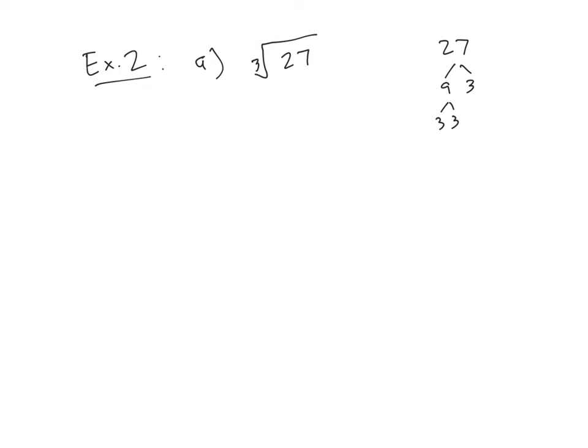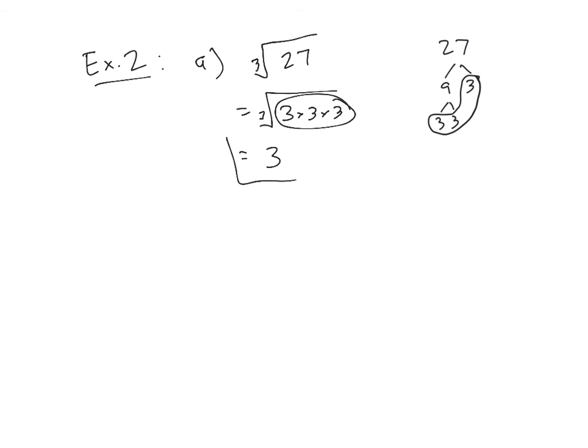So I drew out a little tree diagram on the right here. 27 breaks down into 9 times 3, and then 9 is 3 times 3. So I have 3 3s multiplied together here. So I have essentially on the inside 3 times 3 times 3. So I have one group of 3 3s. So I know that the cube root of 27 is then just 3. And that should make sense because 3 to the 3rd is 27. Therefore, the cube root of 27 would be equal to 3. They're inverses.